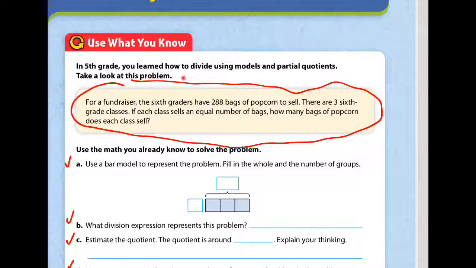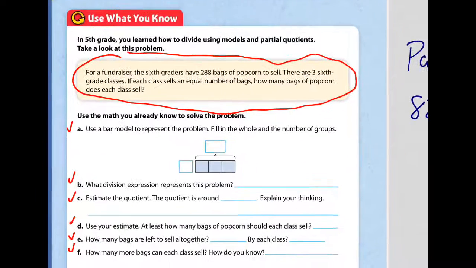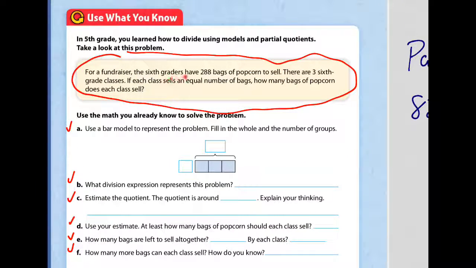It says, in 5th grade, you learned how to divide using models and partial quotients. Take a look at this problem. For a fundraiser, the 6th graders have 288 bags of popcorn to sell. There are 3 6th grade classes. If each class sells an equal number of bags, how many bags of popcorn does each class sell? So when you think about that, the 6th grade is splitting up the 288 bags into 3 groups. Each 6th grade class is a group because they're selling an equal number of bags. So that's your hint that it would be a division problem.